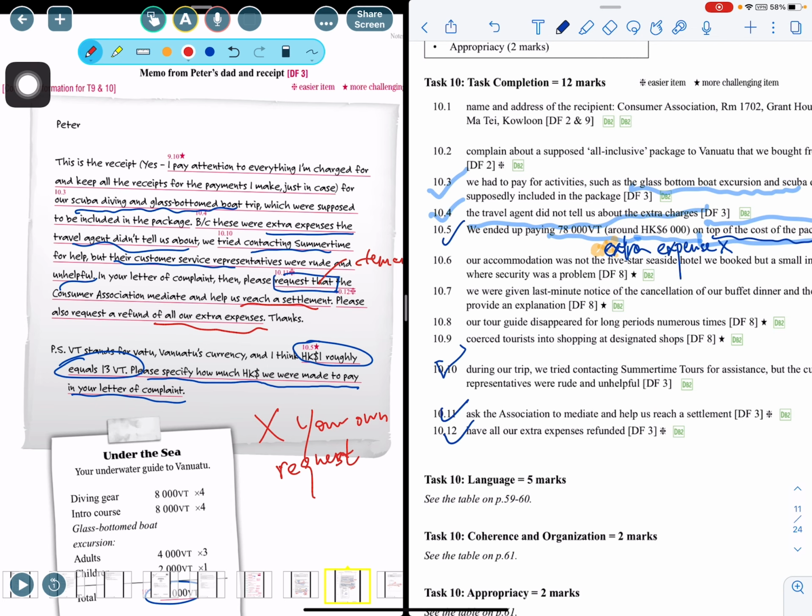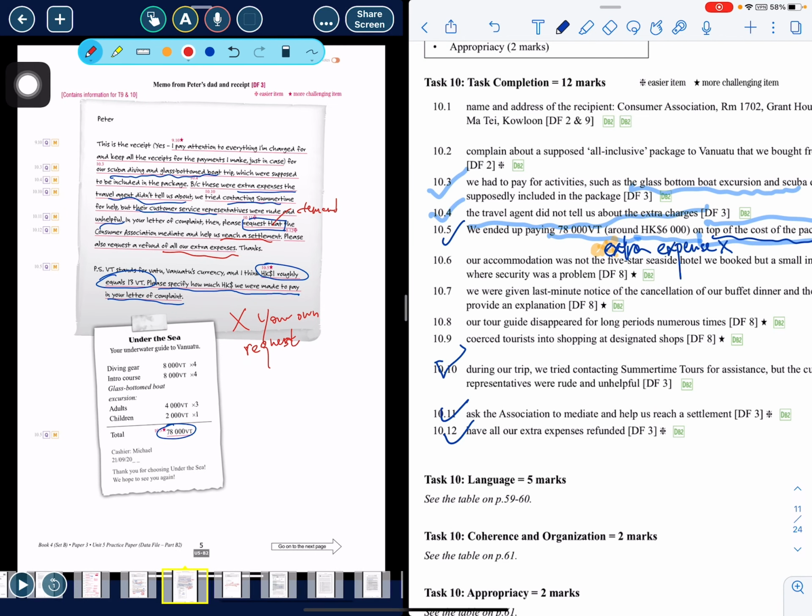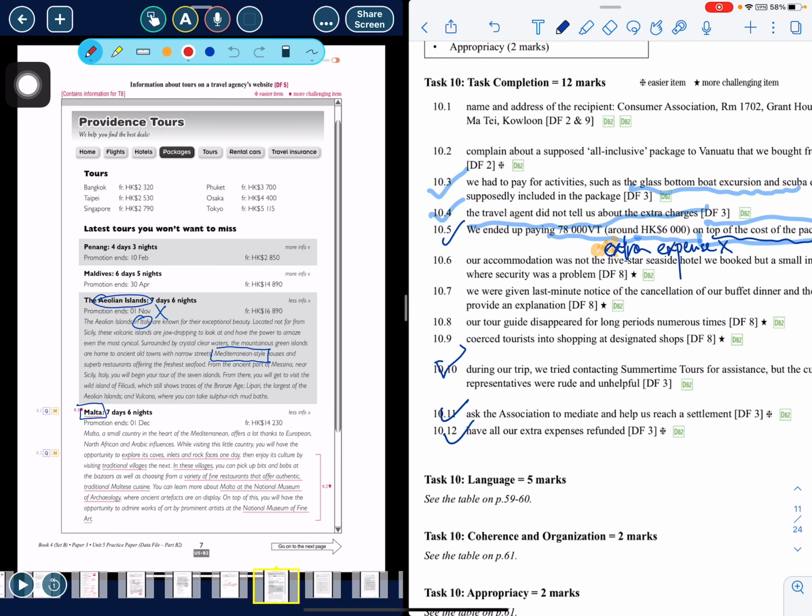But for listening, you always have to base it on the data file. And if the data file didn't state anything alike, then you can't just make up something and put it at the end of your letter of complaint and assume that this is logical. Okay, because it's not based on the data file. All right, so remember that.